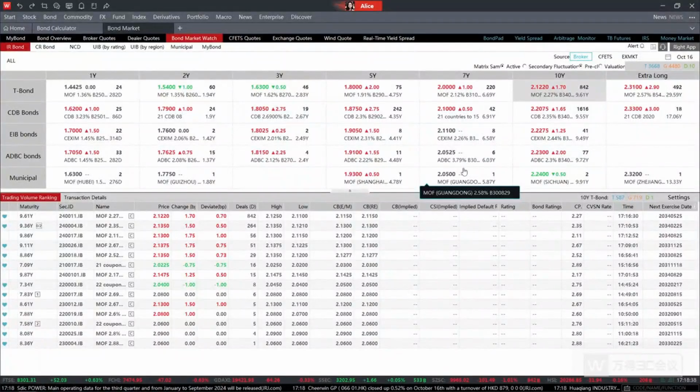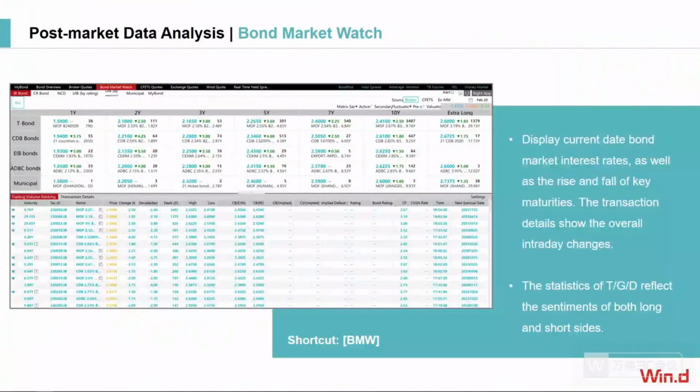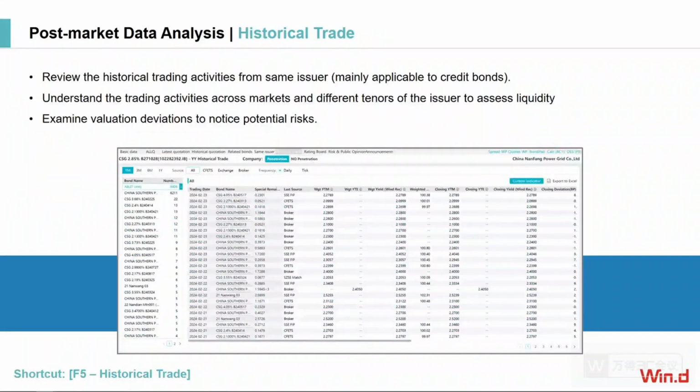So with this page, it is really easy to grasp the recent trading settlement. Okay, so again, let's go back to our slides. We can see such metrics can help you find the current day's bond market result, and also the statistical data of the taken, given, down can reflect the settlements of today's trading. Okay, this is about the bond market watch. And in addition to getting the latest trading result, right, the historical trading is also a good reference for the bond trader to review a specific bond.